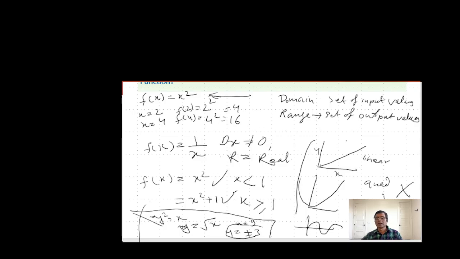In the next video I am going to cover more details about functions, what the different types of function are, and how you graph a function. We are going to look at that.